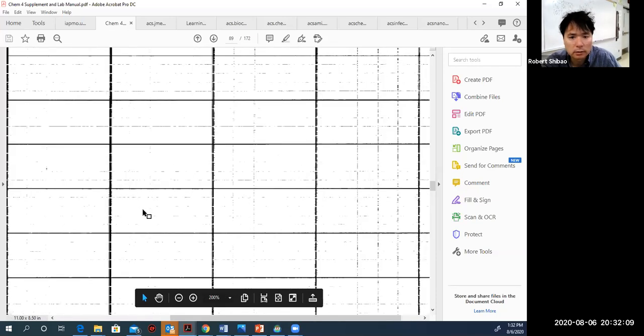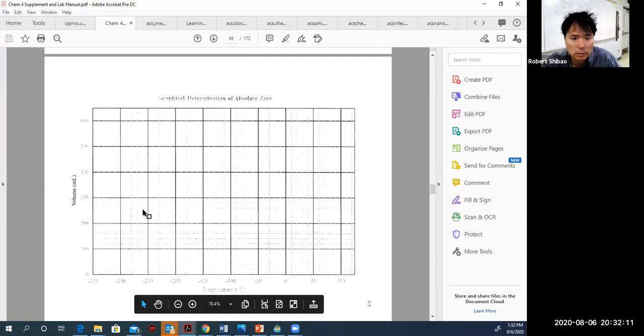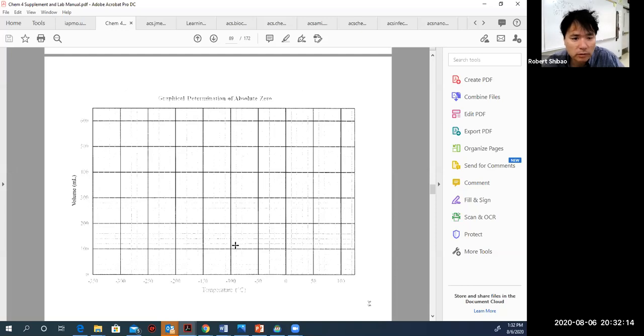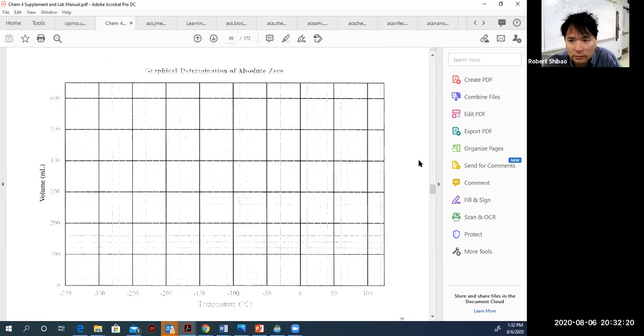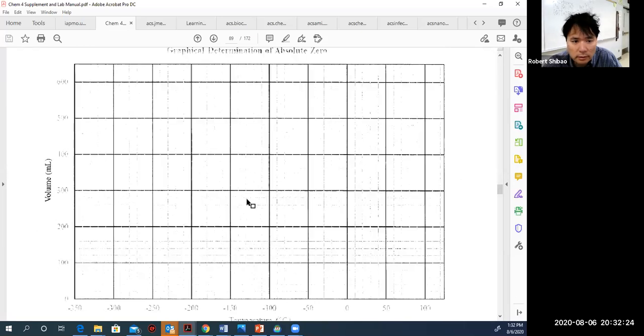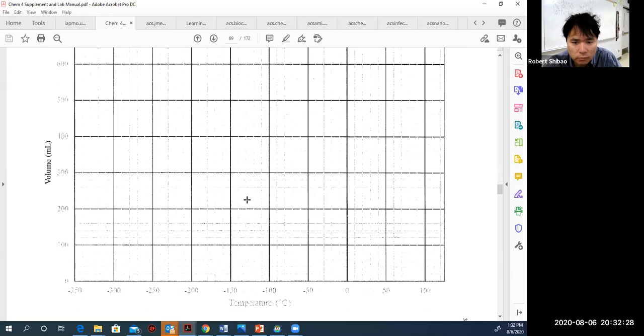Shrink it down. Okay, hopefully your graph paper came out a little better than mine. You know, this is kind of a low resolution scan. I thought I did 400 or 600 DPI on this one, but it came out pretty bad.